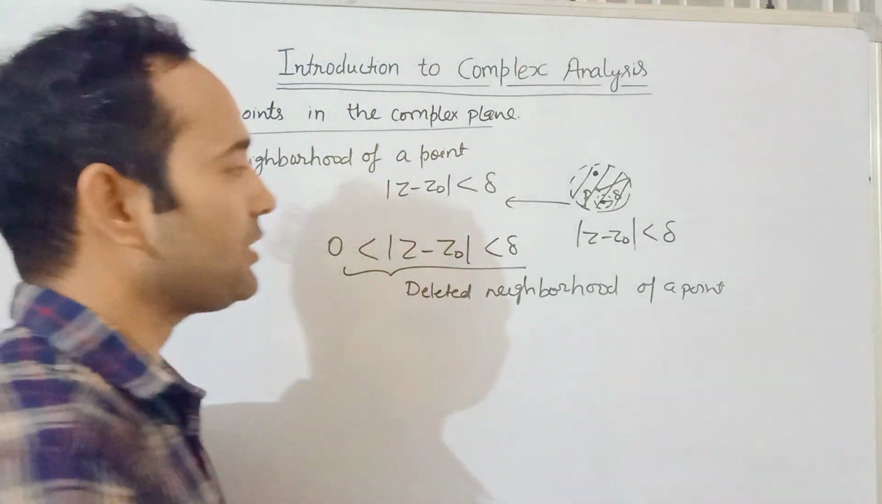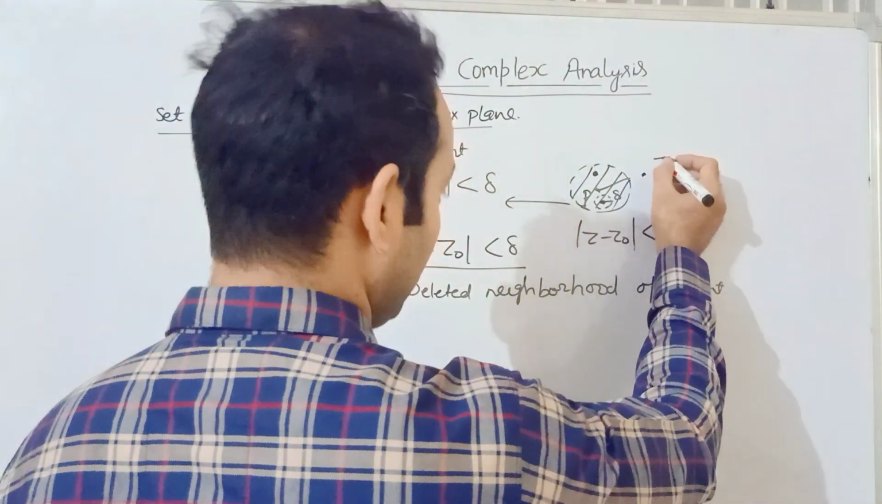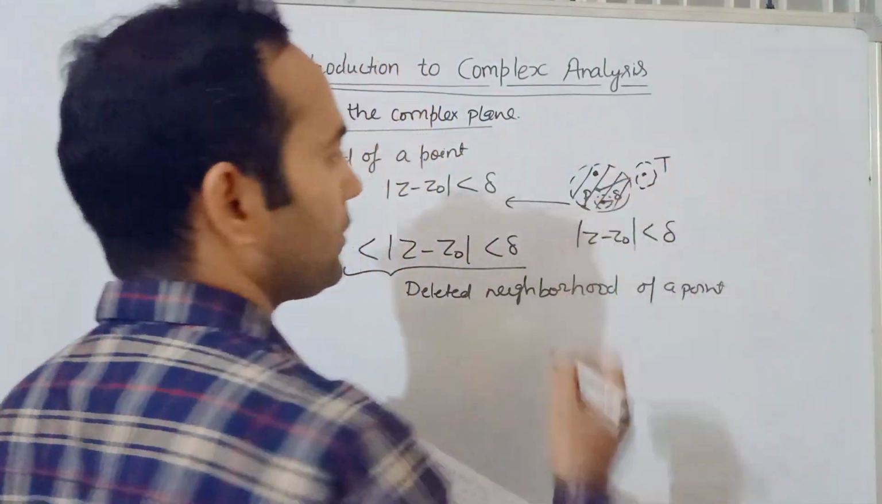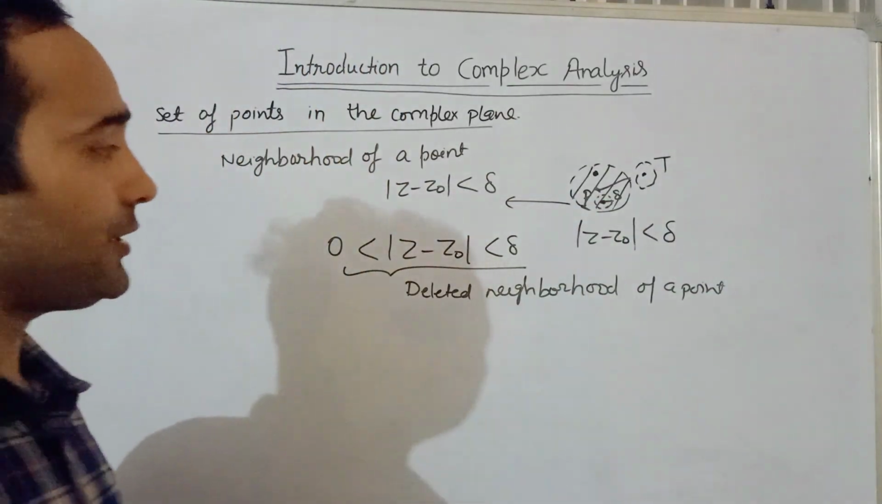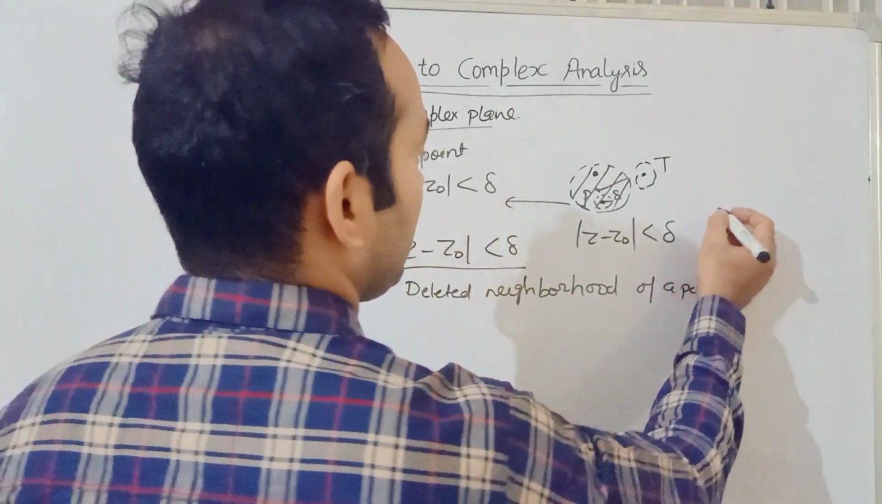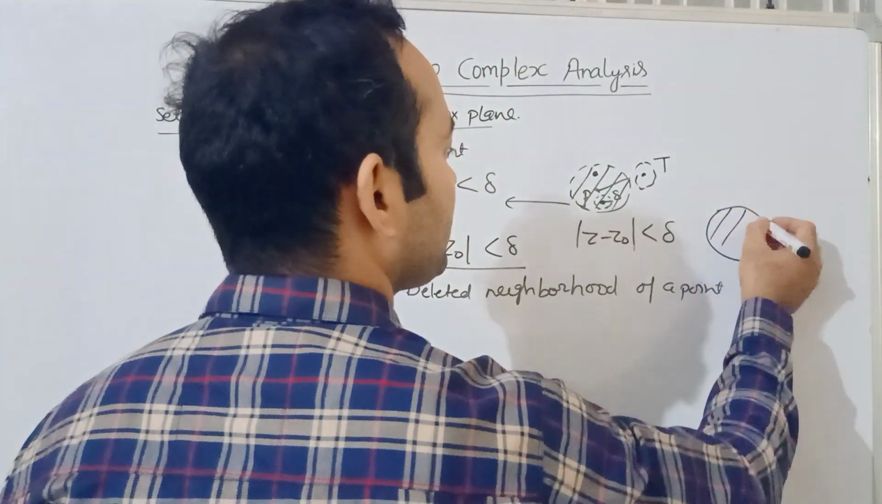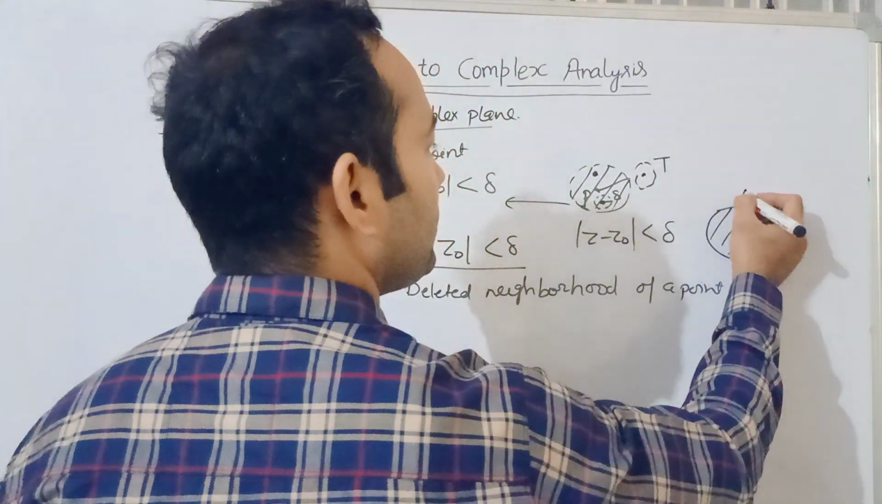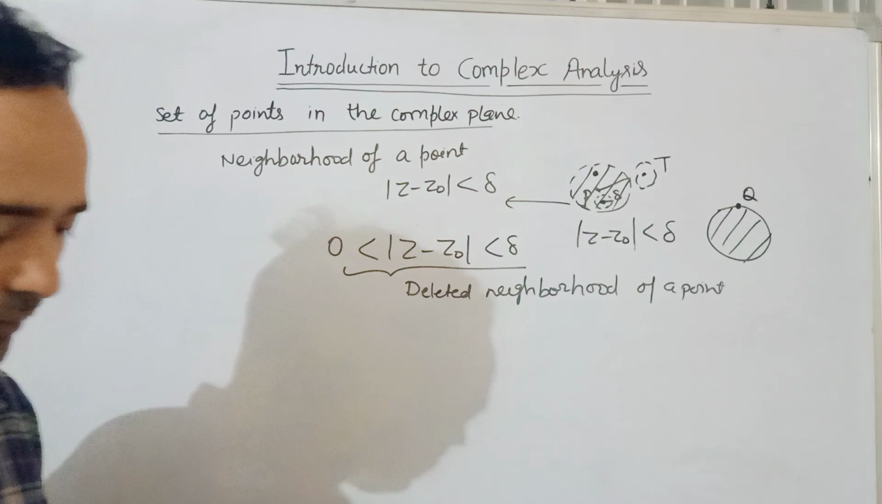What will be exterior point? Of course, any point here. Okay. So boundary point, of course, if you draw closed disk, right, then this would be boundary point. Let's say Q.